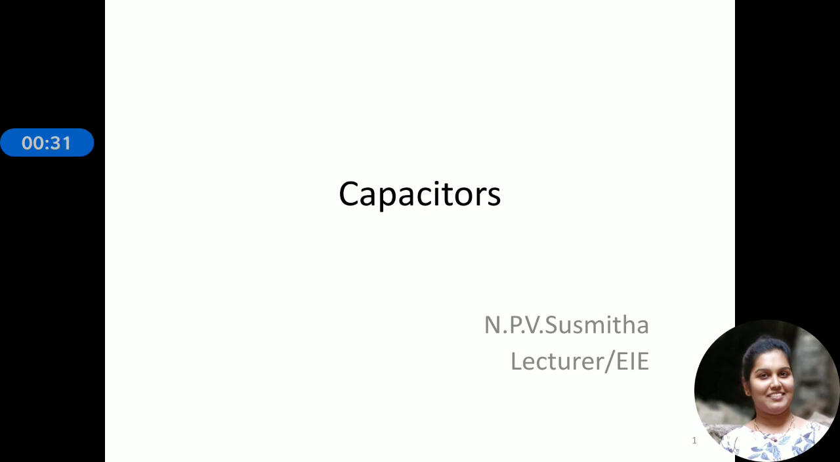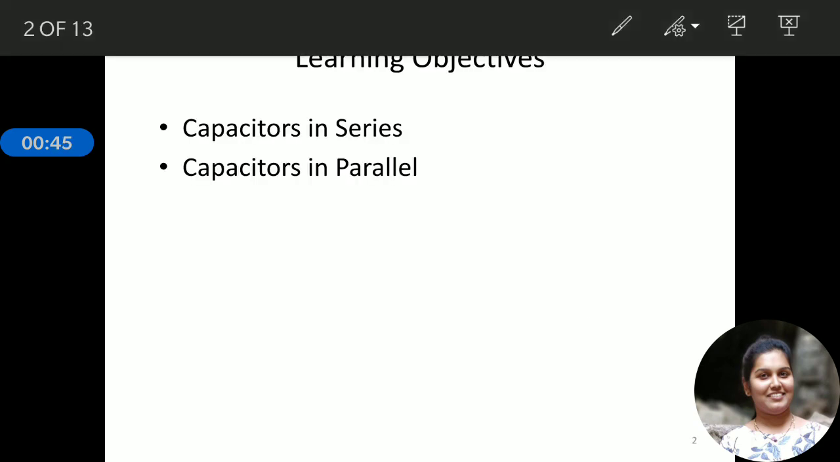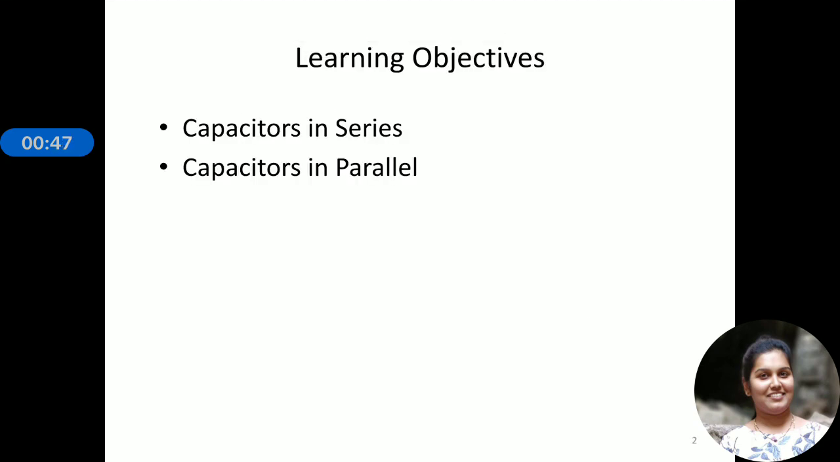That is, we'll try to know how the capacitance varies when two or more capacitors are connected in series as well as parallel. Okay, so the learning objectives for today's video are capacitors in series and capacitors in parallel. Let's first discuss the points regarding capacitors in series.